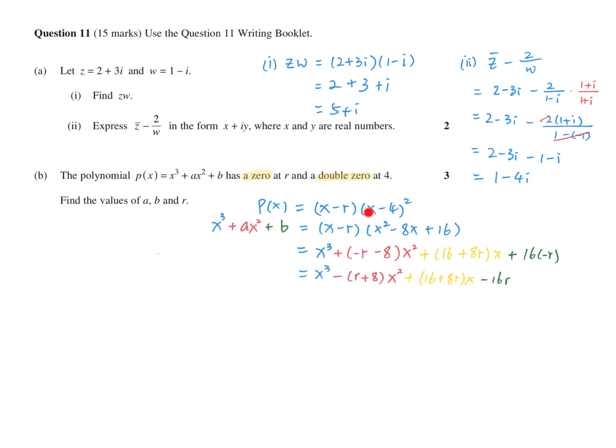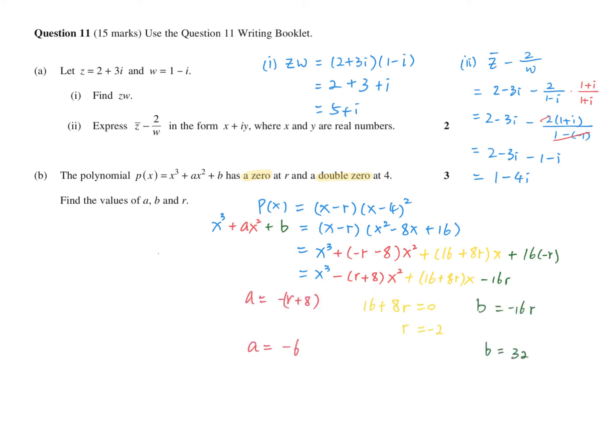Expanding the polynomial on the right-hand side, we will have the multiplication of x minus r times x squared minus 8x plus 16. By grouping the coefficients of x cubed, x squared, x, and the constant term, we will have this polynomial. This is the polynomial provided by the question. And these two polynomials both represent P(x).